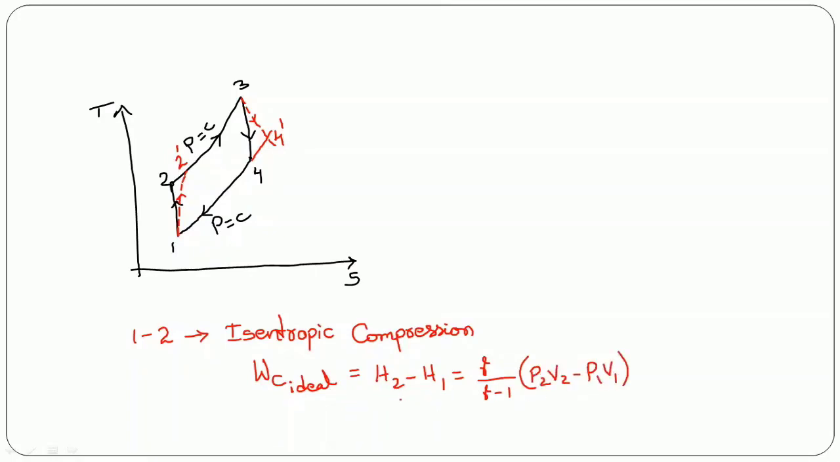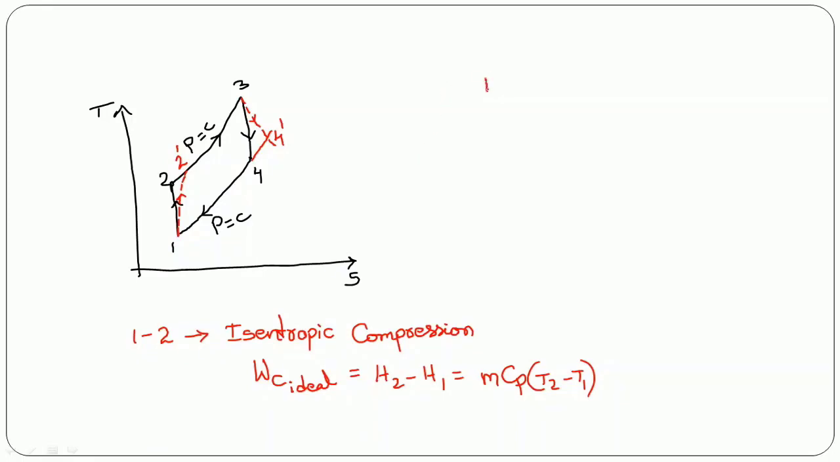which is also written as gamma by gamma minus 1 into P2 V2 minus P1 V1. So this is ideal work input, or instead of this gamma by gamma minus 1, we will write like this in terms of specific heats and temperatures. We can also write this. So that is mCp T2 minus T1. This is isentropic compression formula.